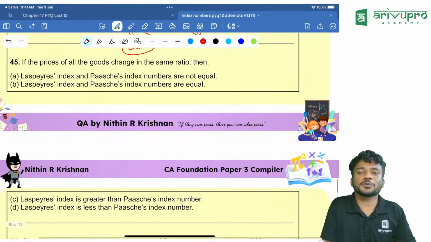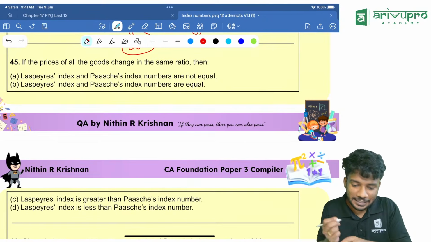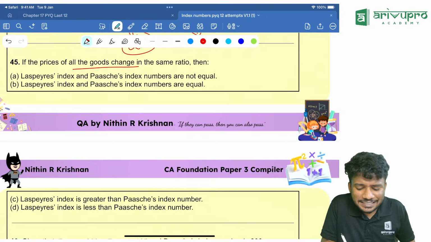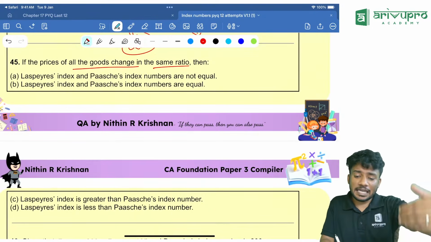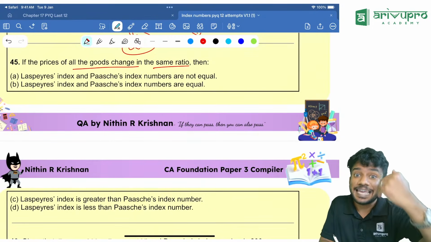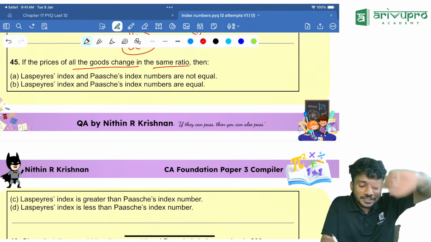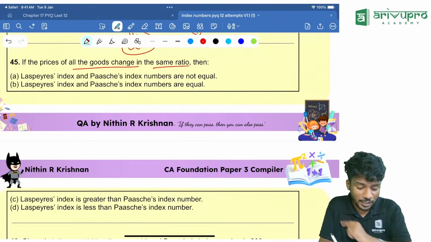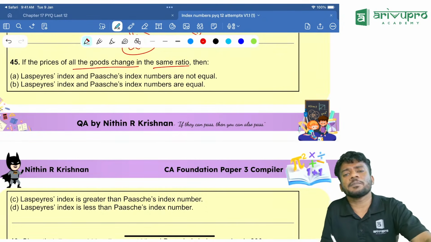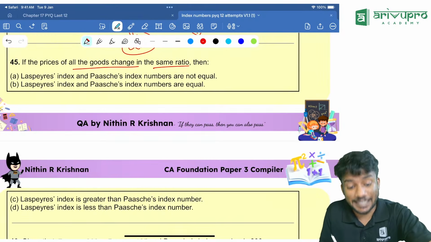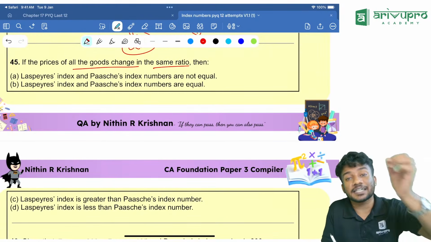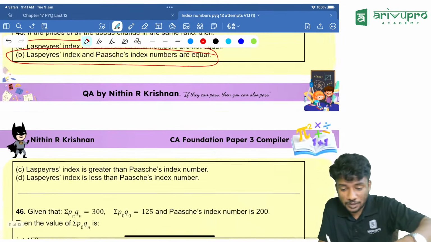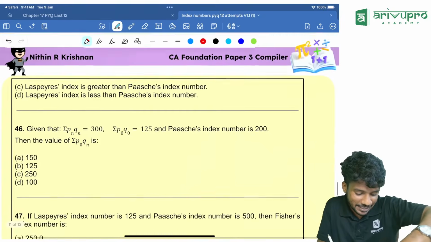Yes. Next one. 45th question, people. Come on, let's do it. If the price indices of all goods change in the same ratio, again a repeated question, then Laspeyres and Paasche's index numbers are what? They are equal. It is a very good question and it is the third time it was repeated. So option B is your answer. Very good. Next one.